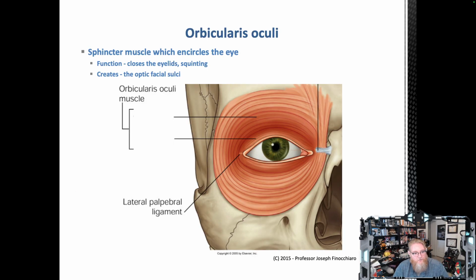Muscles near the eye. We have the orbicularis oculi, which is the sphincter muscle which encircles the eye. Its function, it closes the eyelids, lets you squint, and it creates optic facial sulci, also known as crow's feet.